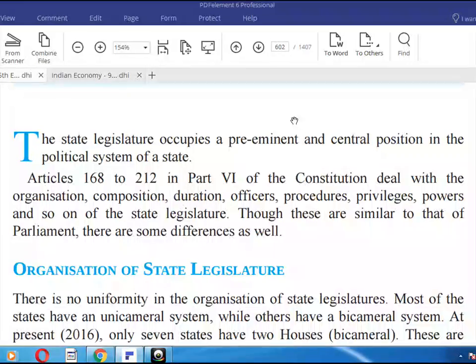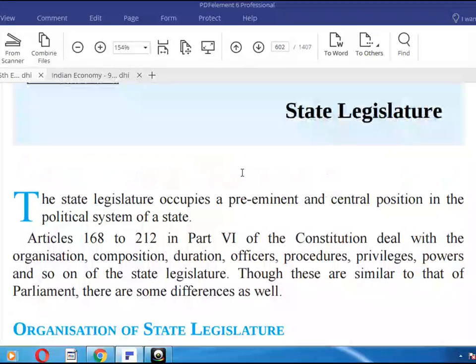Articles 168 to 212 in Part 6 of the Constitution deal with the organization, composition, duration, officers, procedures, privileges, powers and so on of the state legislature. Though these are similar to those of the Parliament, there are some differences as well.